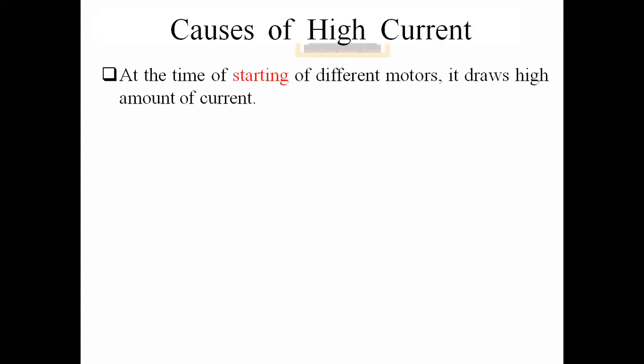As I have said before, these are abnormal conditions but not faulty conditions. At the time of starting, these motors draw a high amount of current, and due to that the relay may maloperate. This is one cause of high current.